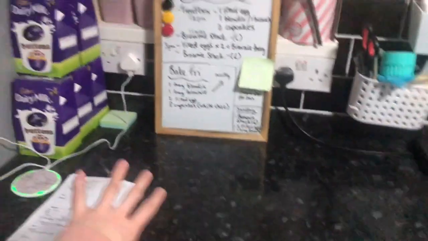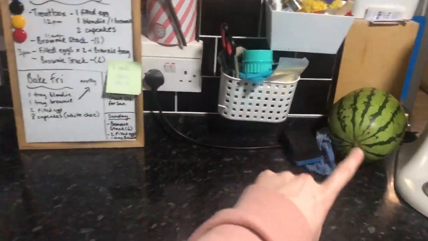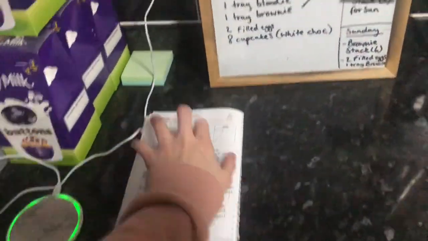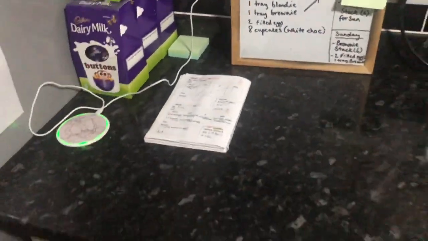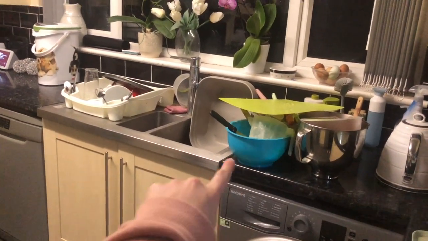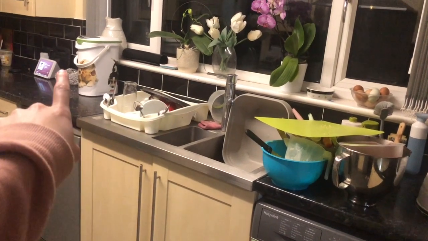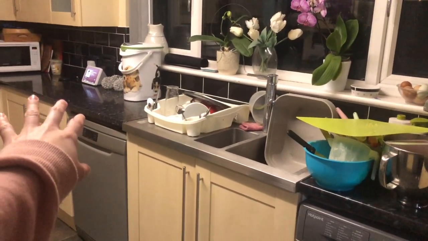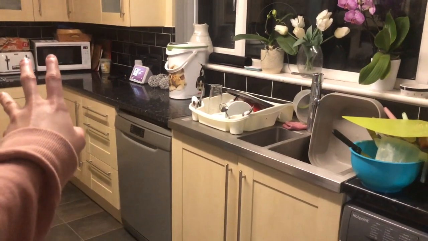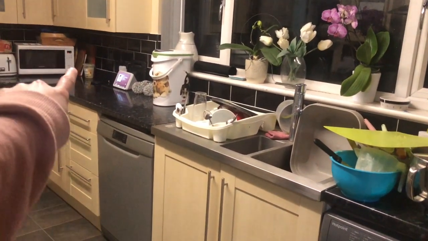My side is pretty much clear apart from eggs, my to-do list, my melon which I need to cut up, my order log, my charger which is there. I've got this massive stack of washing up to do. I'm going to put this stuff away because that is clear, and then there's just rubbish on the side because this isn't my area of the kitchen, so I'm going to tidy a few bits up that I can. My soup is over there.